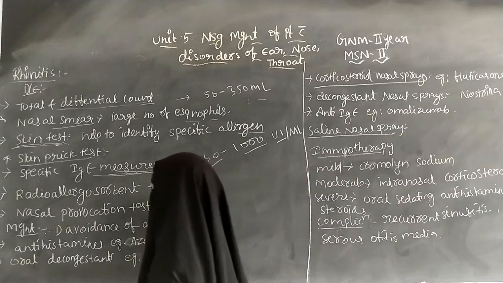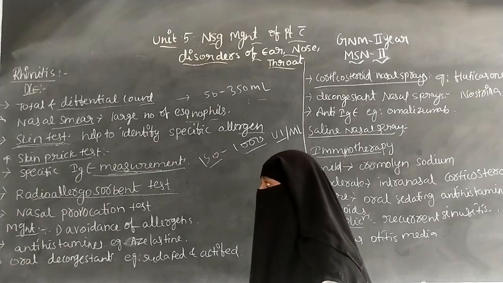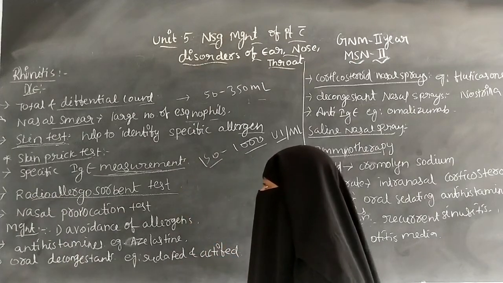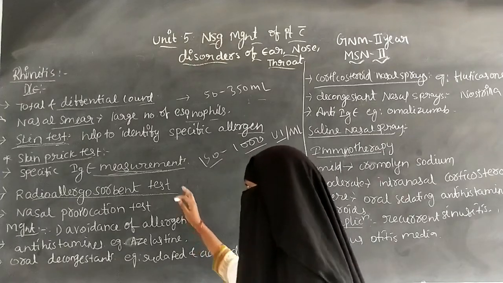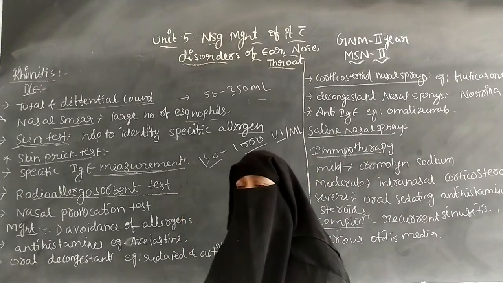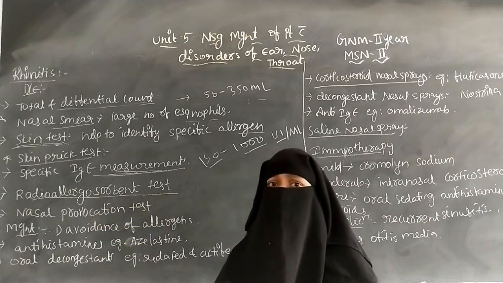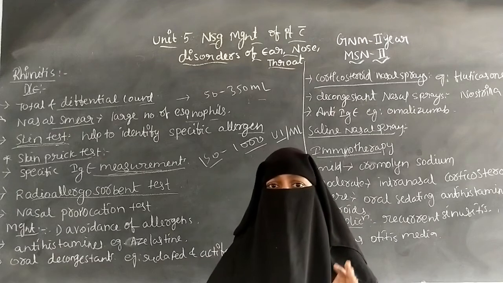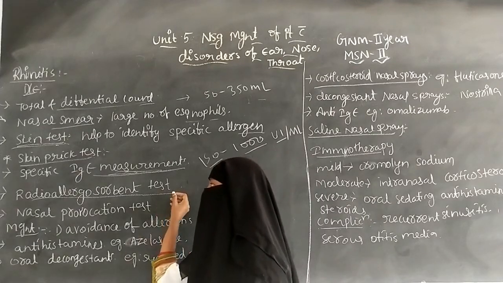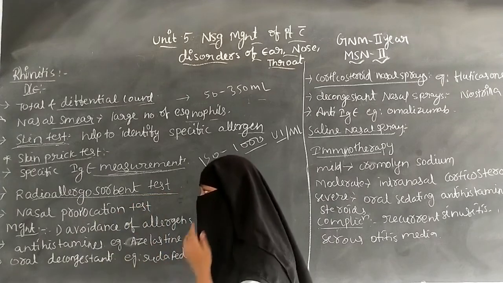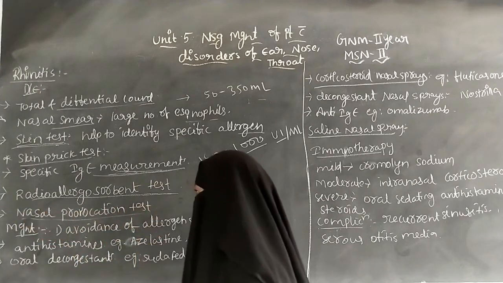The next one is the radioallergosorbent test. The radioallergosorbent test can be performed to know the IgE levels in the blood. The radioallergosorbent test can be performed. The next one is the nasal provocation test.